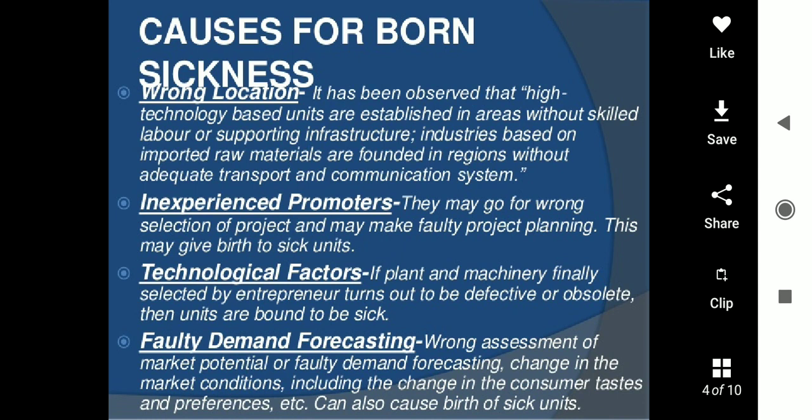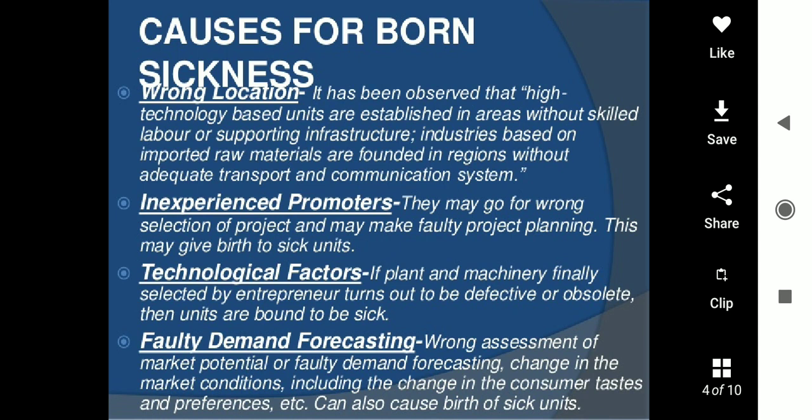So technological factors: if plant and machinery finally selected by the entrepreneur turns out to be defective or obsolete, then units are bound to be sick. Sometimes it also happens that if the particular plant and machinery is defective, for a period of time it will not work, and it really causes a great loss to the company, great loss to the industry, and great loss to the operations of the business, and profits are slowing down. So the third factor is technological factor, and fourth is faulty demand forecasting.